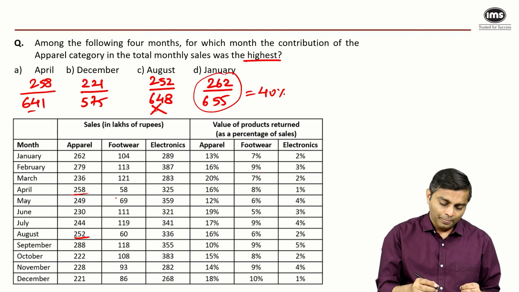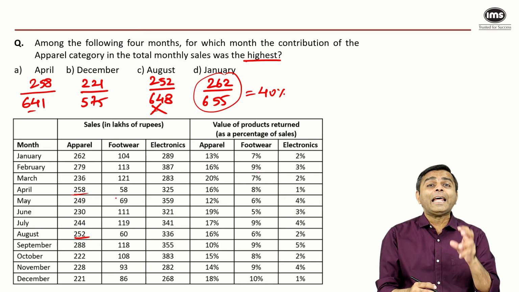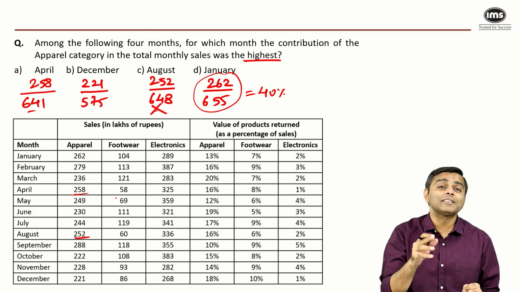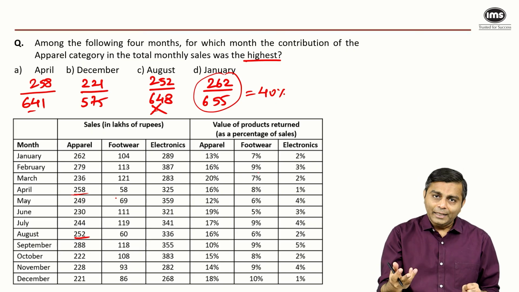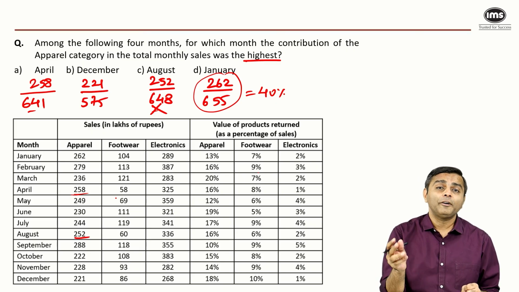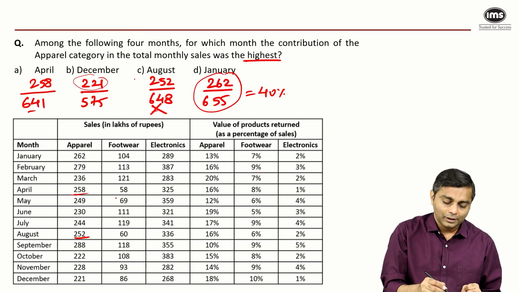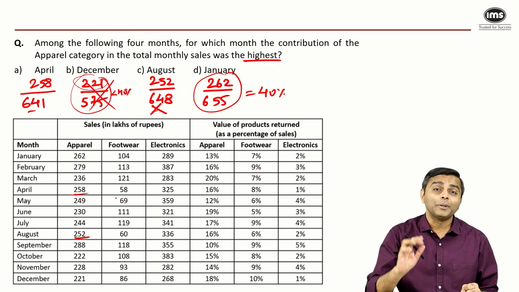We want the highest value. So if I go to December now, 221 and 57.5, 10% of the denominator is 57.5. 40% of that is 57 into 4. 50 into 4, 200. 7 into 4, 28. So 228 and 0.5 into 4, 2. So 230. This guy is less than 230. So this is less than 40%. So I'm going to eliminate, because till now January is winning.